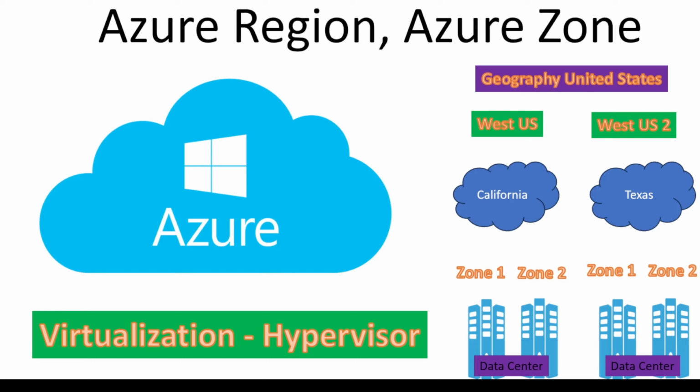What it means is, when you put your request from portal.azure.com, it will redirect your request to the data center, where it will authenticate you and provision the resources that you have requested. I have mentioned multiple items in this slide, like virtualization, geography, region, zone, etc. I will quickly go through all of these details in a moment.